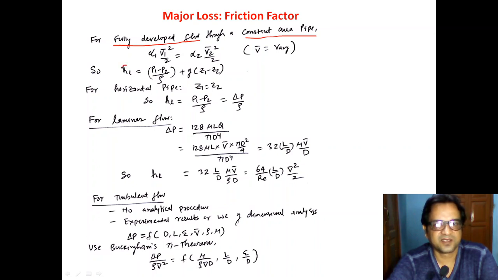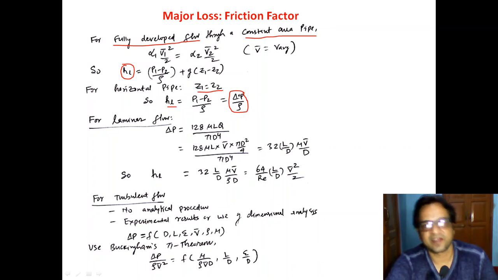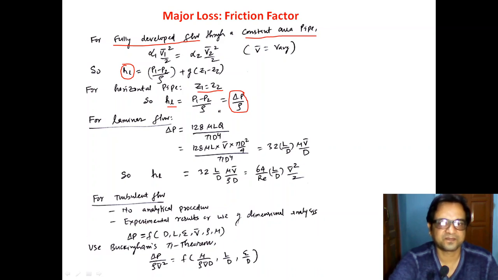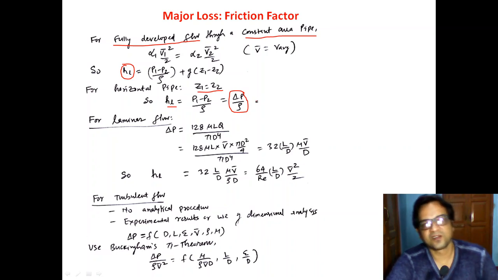Hence the head loss for unit mass will be P1 minus P2 by rho plus g into Z1 minus Z2. And for a horizontal pipe, Z1 equals Z2. So head loss for unit mass equals P1 minus P2 by rho, that is delta P by rho. That's why the pressure drop between the 2 points divided by the density will give you the head loss for unit mass. This equation is valid for laminar flow as well as for turbulent flow.